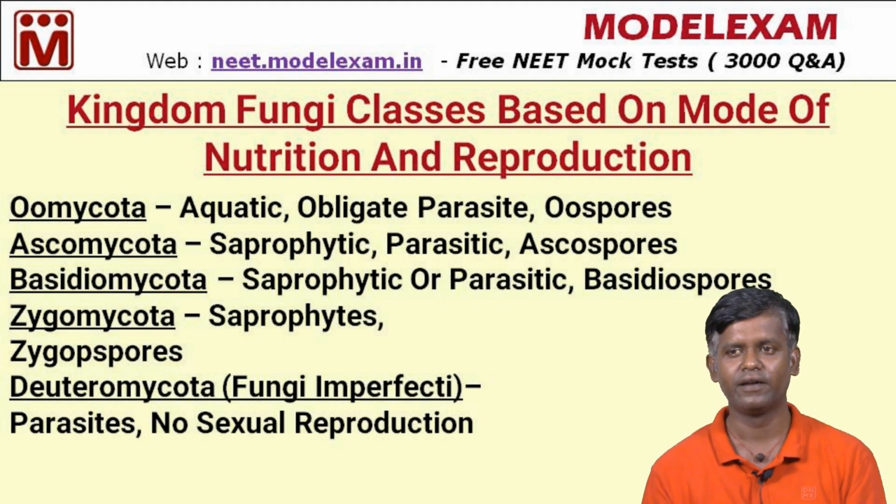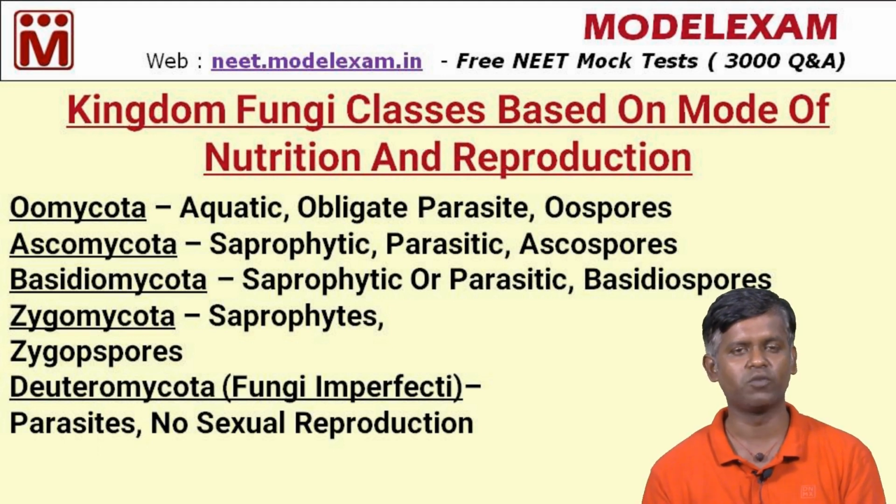The kingdom fungi, based on the mode of nutrition and reproduction, can be divided into 5 classes. First one is Oomycota. Oomycota are aquatic, they are obligate parasites, and they produce oospores. Next one is Ascomycota. Here they are fully saprophytic. Saprophytic means they depend on dead matter, and they are also parasitic. They have the presence of ascospores.